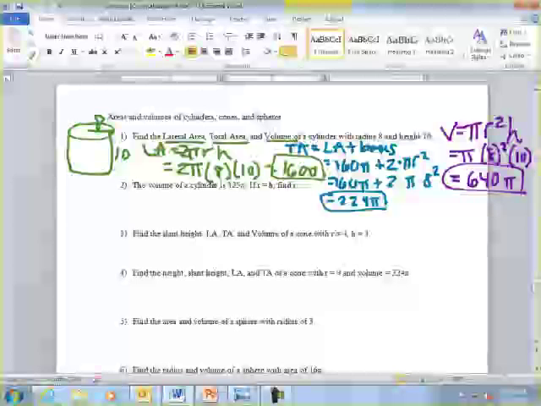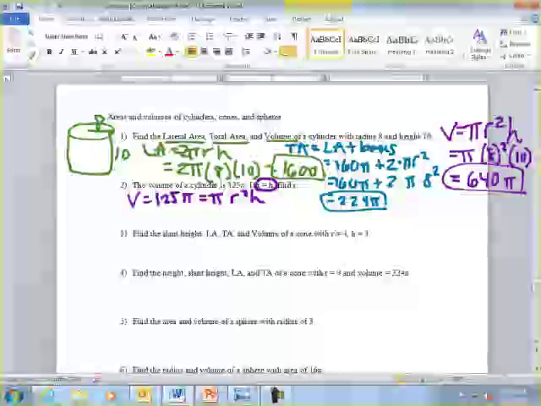For number 2, we're given the volume is 125, and our volume formula that we used in the last question is pi r squared h. And that's the formula you need to memorize about cylinders. Then the problem tells us, what about if r is equal to h?